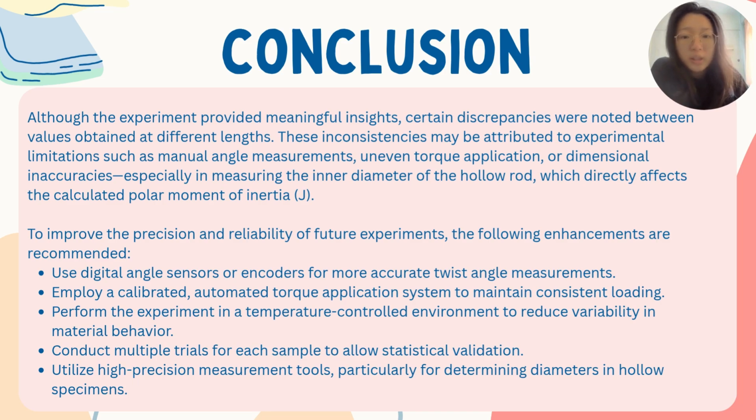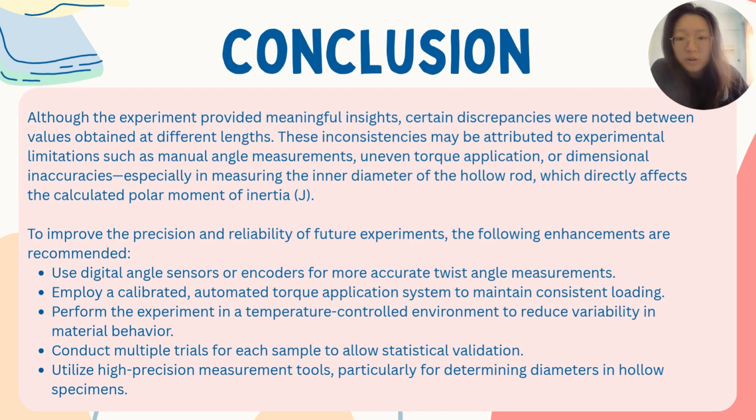This inconsistency may be attributed to experimental limitations such as manual angle measurement, uneven torque application, or dimension inaccuracy, especially in measuring the inner diameter of the hollow rod, which directly affects the calculated polar moment of inertia J. So, in order to improve the precision and reliability of future experiments, the following enhancements are recommended.